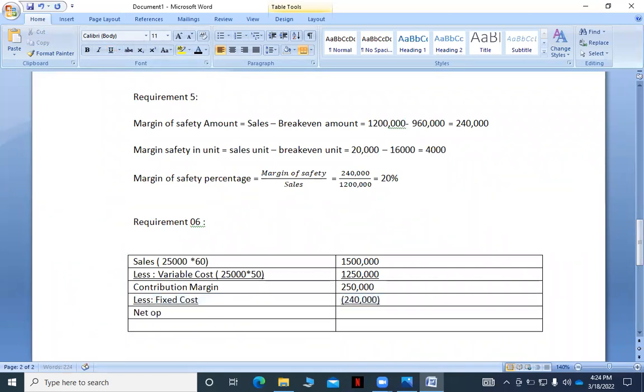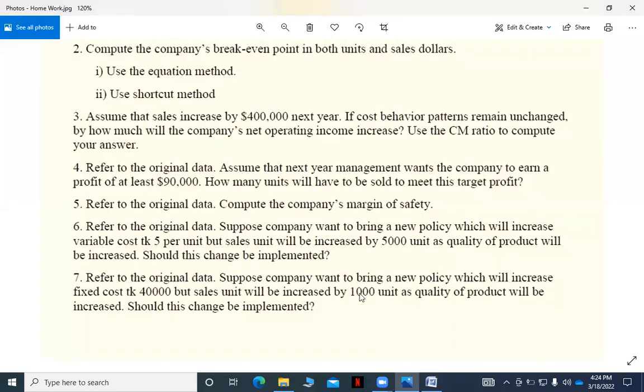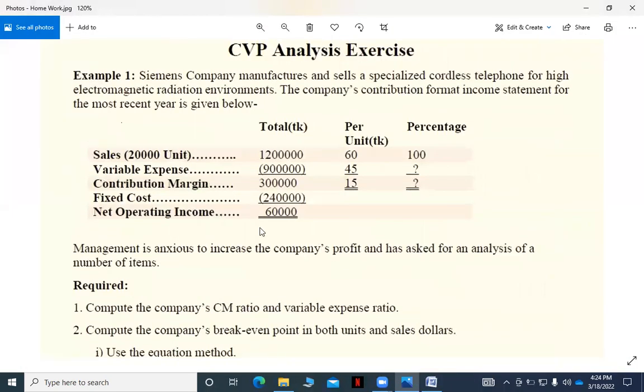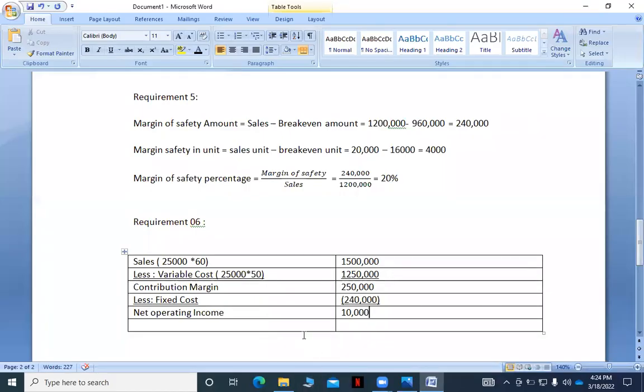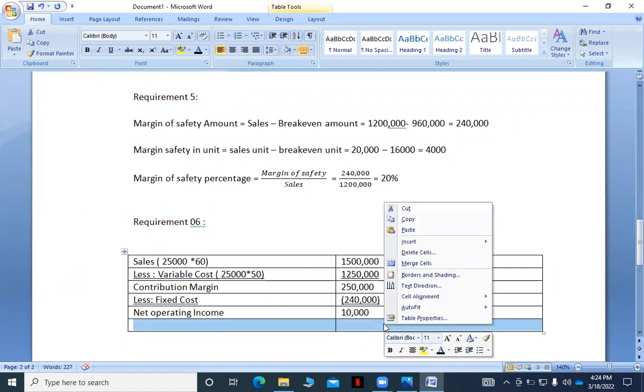Net operating income. Net operating income will be 10,000, right? Net operating income 10,000. Now see the difference. Original data, the previous policy, we have a net operating income of 60,000, but in the new policy, we have a net operating income of 10,000. So let me tell, will you implement this policy? No, sir. No. Yes. All right.